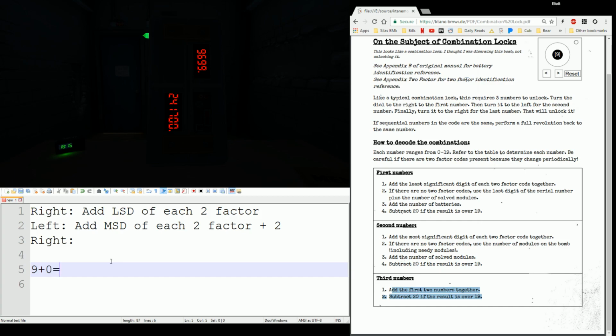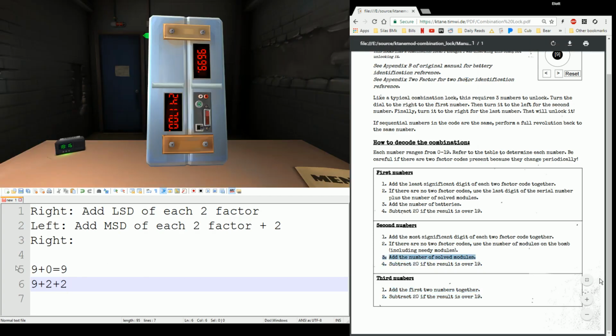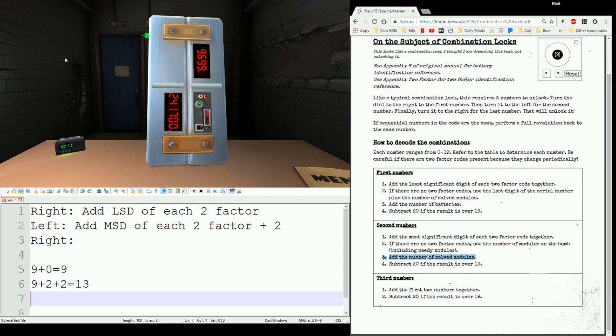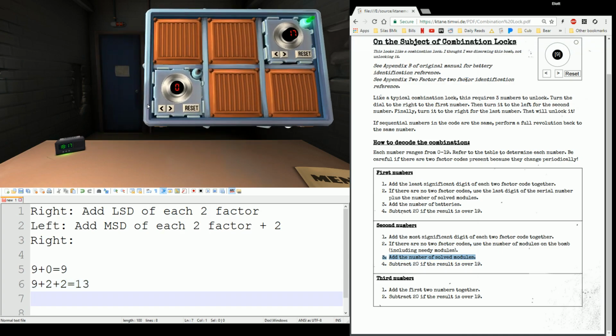So our least significant digits are 9 and 0. 9 plus 0 gives me 9 for my first number. My most significant digits, 9 and 2 plus the 2 for my two solved modules in this step, is going to give me 13. And there's actually no penalty for going past the number, so let's just do right 9, left 13, and then don't even solve the other one. Just keep spamming that right button till you solve it.